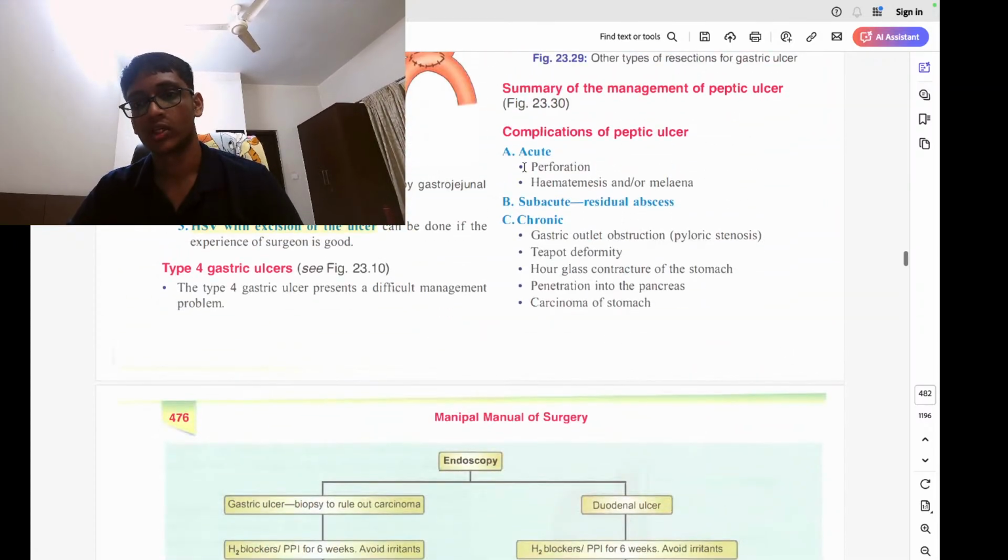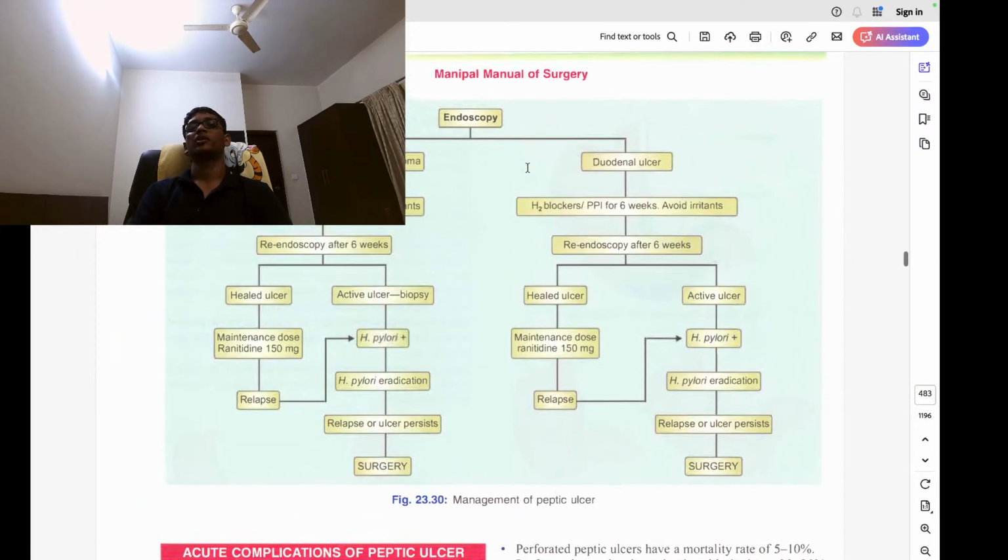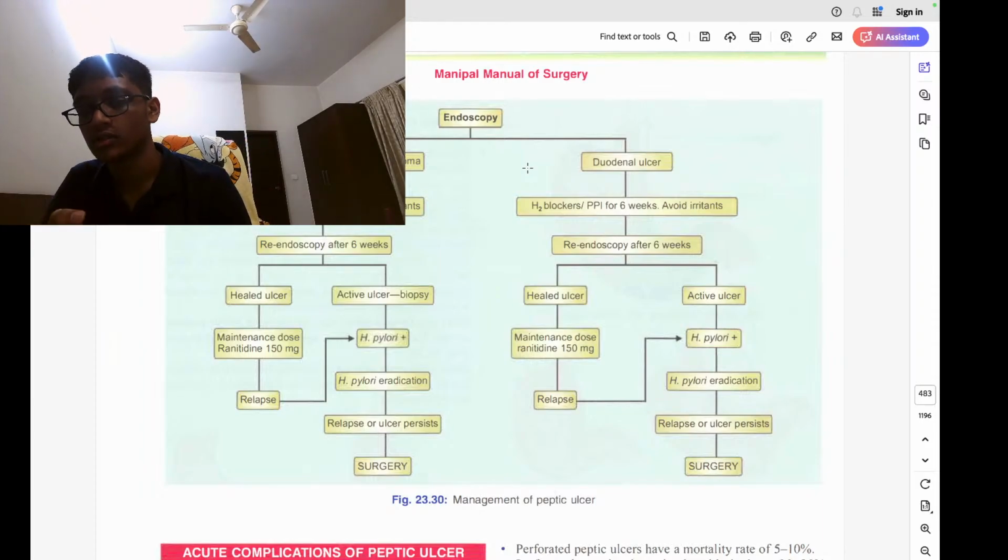So, summary: acute management is endoscopy. First, see if it is duodenal ulcer or gastric ulcer. Duodenal ulcer: H2 blockers, PPI for 6 weeks and avoid the irritants. Re-endoscopy after 6 weeks. If the ulcer is healed, then maintenance dose of ranitidine 150 mg for 6 months. If there is relapse, then you go on to active ulcer, where you have to test for H. pylori and eradicate it. If relapse of the ulcer persists, you do surgery.